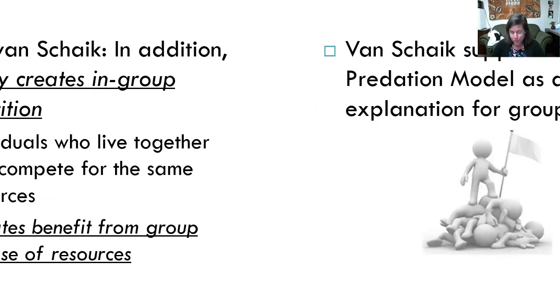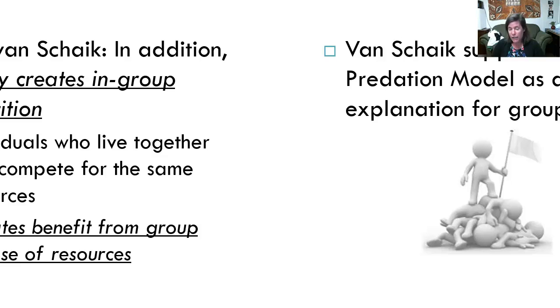Carl van Schaik argues that sociality creates substantial resource competition among group members, what he referred to as in-group, within-group, or intra-group competition. Basically, individuals who live together must compete for access to the same resources, and this negates the benefit from group defense of resources, because even though you're defending those resources from other individuals, you now have to compete with your group mates for those resources.